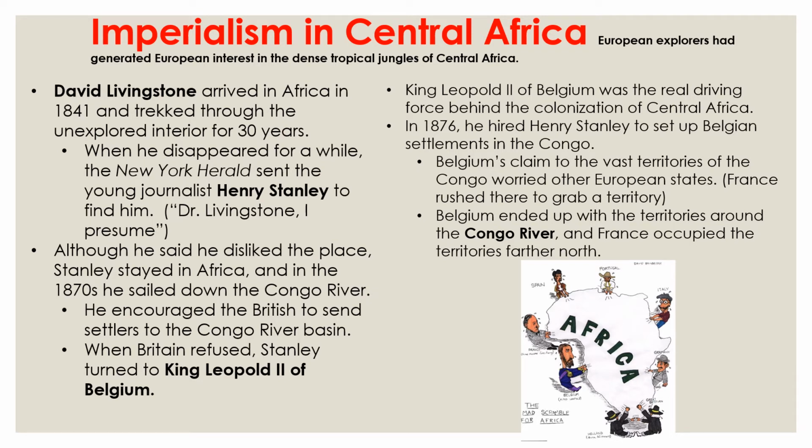Belgium's claim to the vast territories of the Congo region started to worry other European states, however, once they found out that this area was rich in resources. France rushed there to grab a territory after Belgium had claimed it. Belgium ended up with the territories around the Congo River, and France will occupy the territories farther north. As you can see, it's like when one territory finds something of value there, it causes a scramble for territory by the other nations.